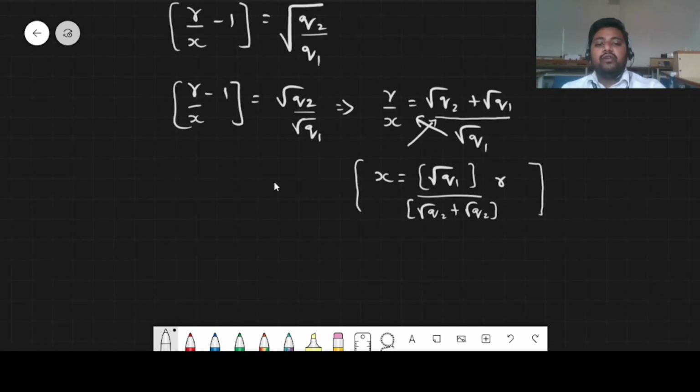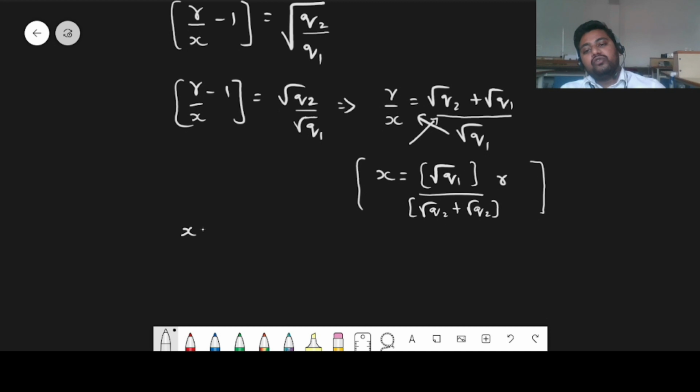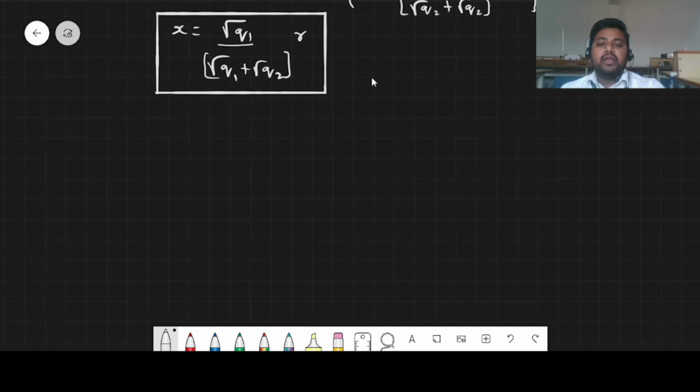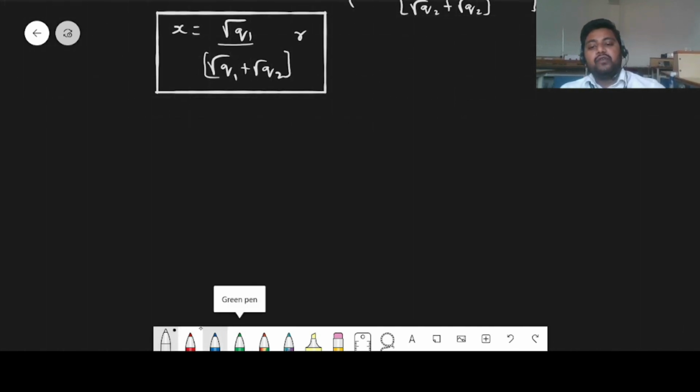So this is the value of x. That means x should be root of q1 divided by root q1 plus root q2, into r. This is the distance at which you have to keep that charge so that it will be in equilibrium. The same can be changed; they can ask a different question in a different format.